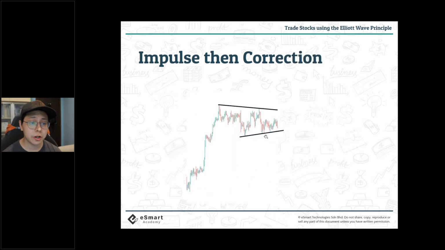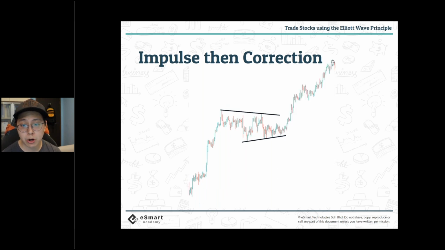So over here, let me give you this example on some actual chart. This is an impulse followed by a correction. And then when you see this combination, there's a higher chance to the upside. So what happened next is, of course, price just keeps going up.